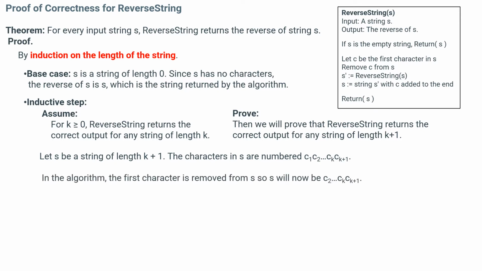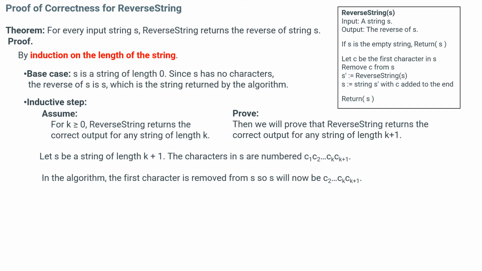Now, the first character, when we go to work with this algorithm, and if we put in that string of length k plus 1, the first thing we would be doing would be removing the first character. So let's go ahead and do that. We'll remove the first character, which is C sub 1. So now we just have a new string that starts at C sub 2 all the way up to C sub k plus 1. Okay, so that would be the first thing we do.